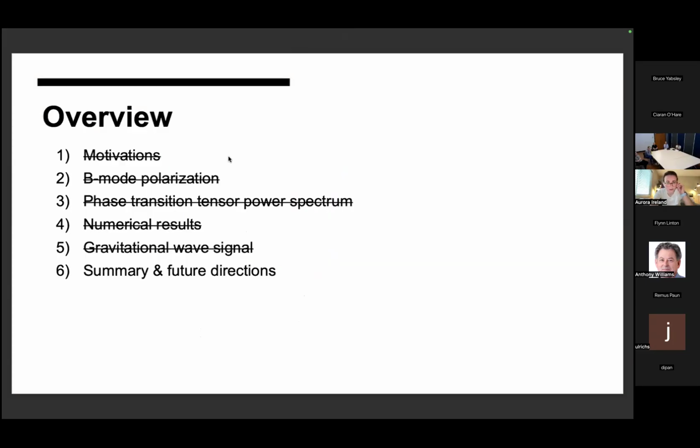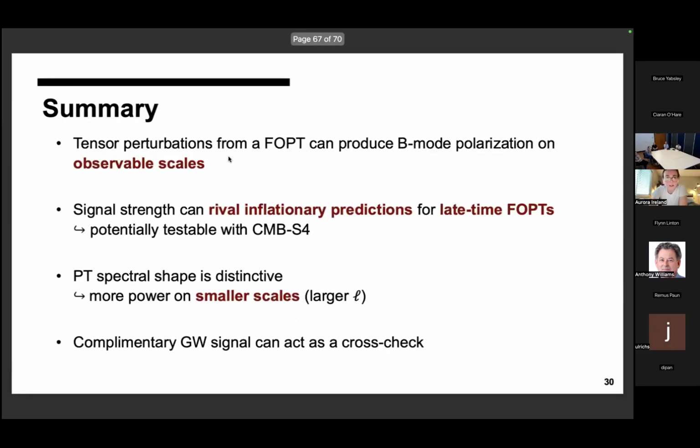Okay, so good. I will wrap up with a summary, then some comments on future directions, and then questions. So in summary, I've tried to show that tensor perturbations from a first order phase transition can surprisingly maybe produce B-mode polarization on observable scales. If you choose the phase transition parameters right, and if you can find some microphysics model to give you those parameters, then the signal strength can rival inflationary predictions if you have something that's late time and strong. Maybe we could test this with CMB Stage 4.